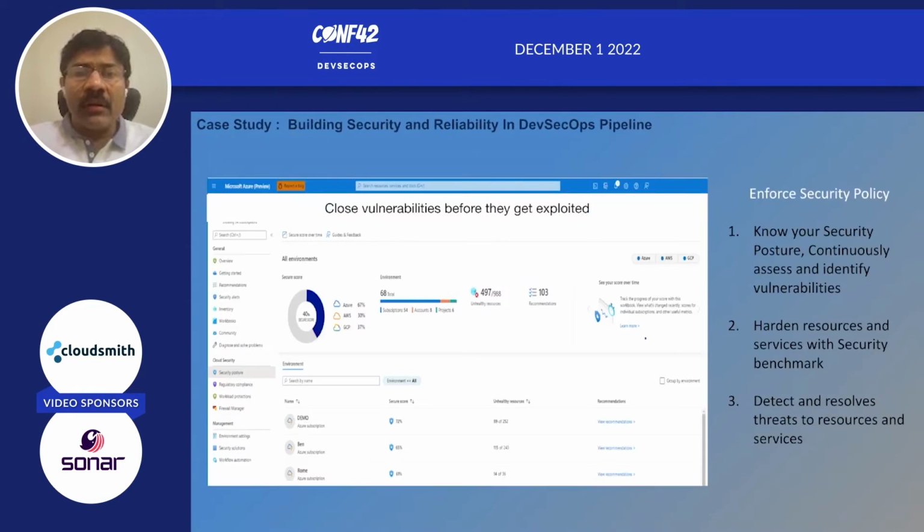Now understand that some of these security policies can be enforced. Security Center, like Defender, continuously discovers new resources being deployed across your workloads and assets, checks whether they are configured according to security best practices or not, and the issues are flagged, and you get a priority list of all the recommendations. This is basically enforcing security policy using Security Center. It helps you know your posture, continuously assess and identify vulnerabilities, harden those resources and services with security benchmarks, and detect and resolve threats to resources and services.